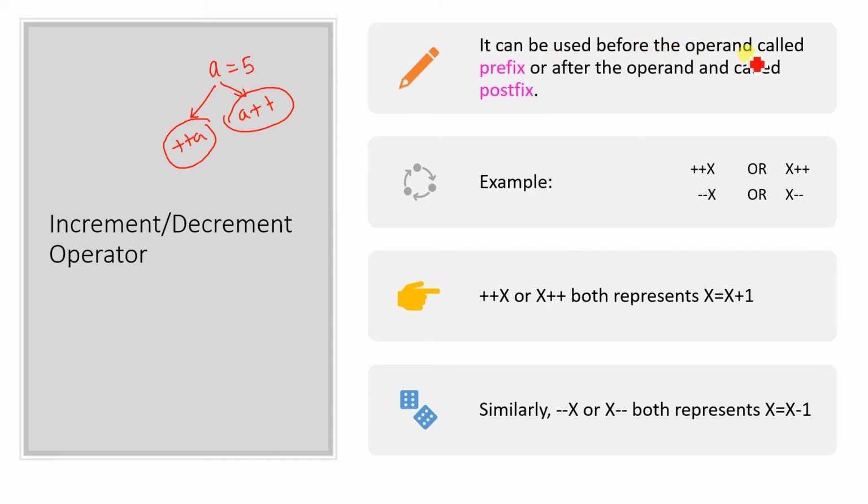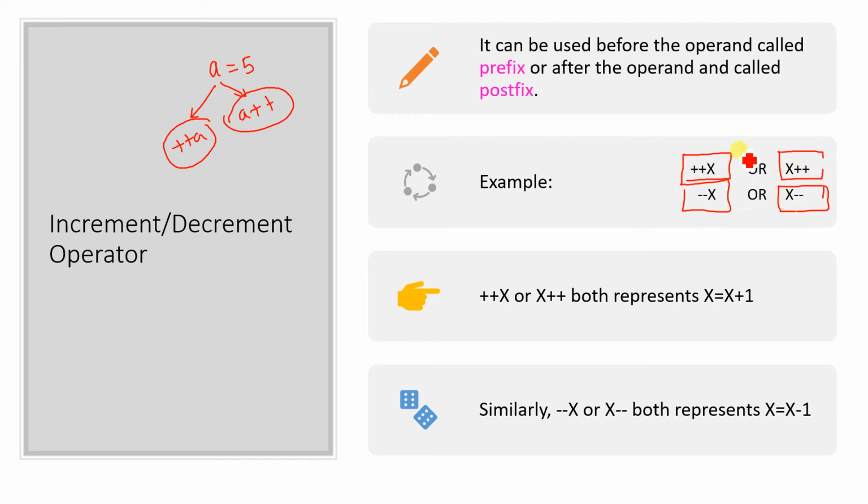So that point I have written over here. It can be used before the operand, called prefix, or after the operand, called postfix. I have given some examples over here. The same rule for increment will be applicable for decrement. Here this is called prefix, this is called postfix. Similarly, whenever you are using the minus minus operator, this is called prefix and this is called postfix. Both ways you can write it, but whenever you are going to execute it, the execution procedure is slightly different, which we will explain shortly. But for the time being, just understand you can write in these formats.